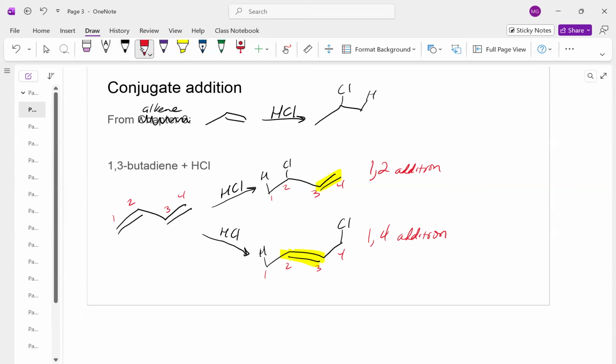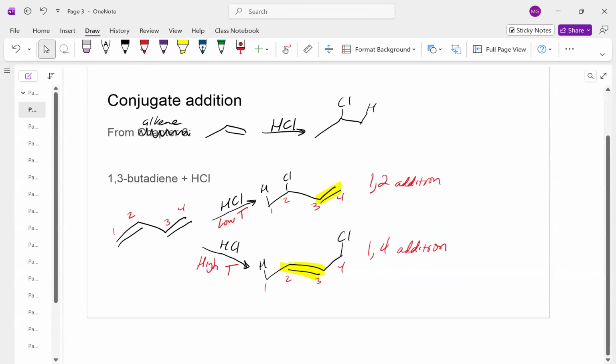And here's the interesting thing. Depending on the temperature that these reactions were performed in, it would favor one of these products over the other. At low temperatures, the 1,2 addition was favored. At high temperatures, and when we say high, we generally refer to anything like room temperature and above, the 1,4 addition was favored.